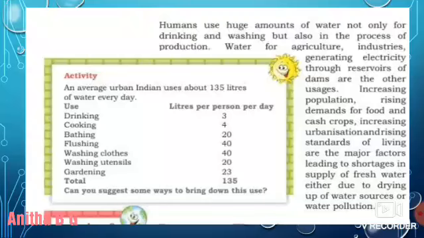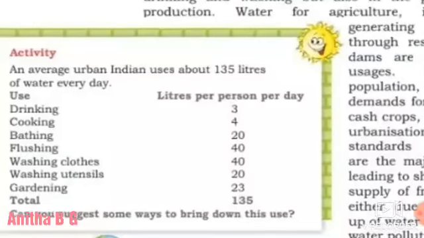Increasing population, rising demands for food and cash crops, increasing urbanization, and rising standards of living are the major factors leading to shortage in supply of fresh water, either due to drying up of water sources or water pollution. So we know we are having a shortage of water for our daily need. In the activity, we can see how many liters of water we are using.